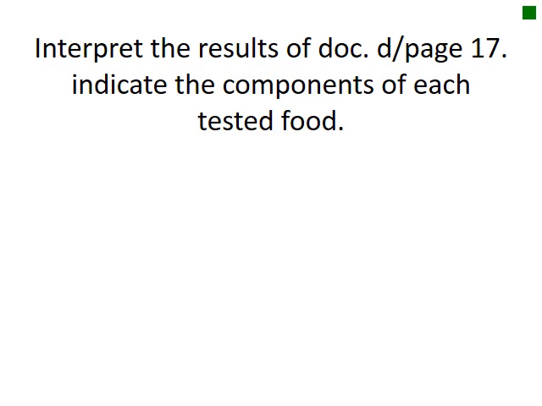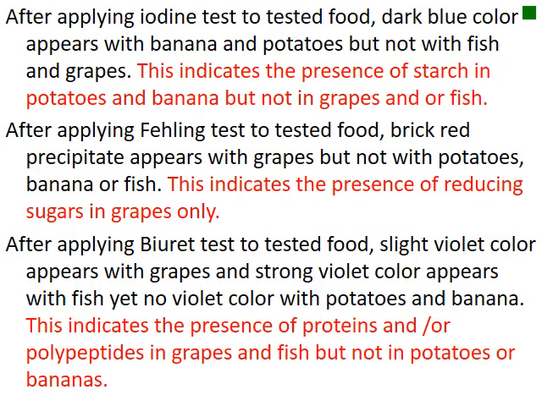Interpret the results of document D and indicate the components of each of the tested food. So after applying iodine test to the tested food, a dark blue color appears with banana and potatoes, but not with fish and grapes. What does this indicate? This indicates the presence of starch in potatoes and banana, but not in grapes and or fish.